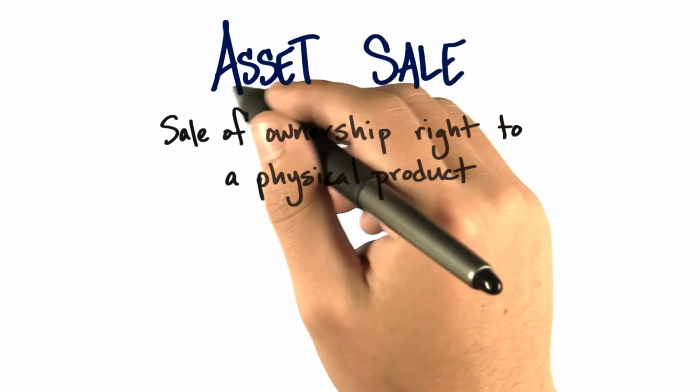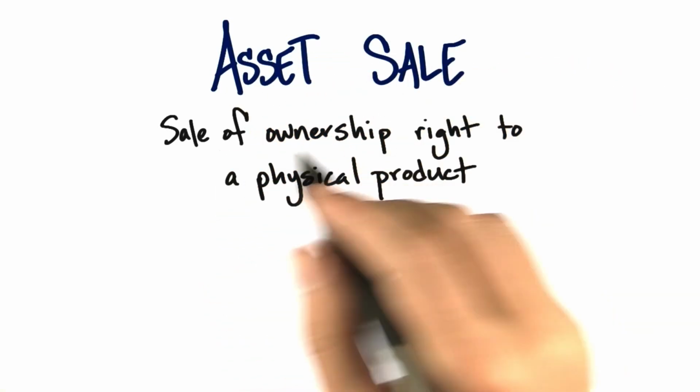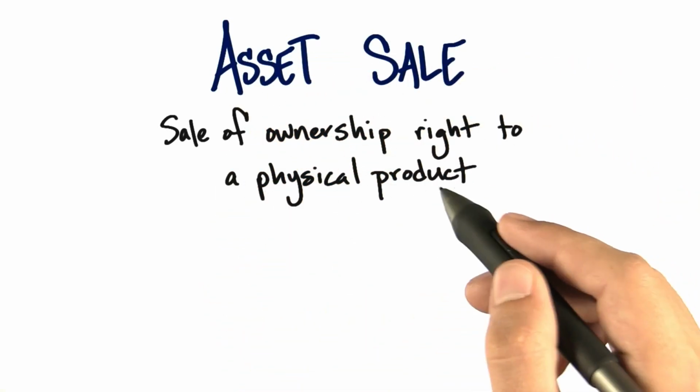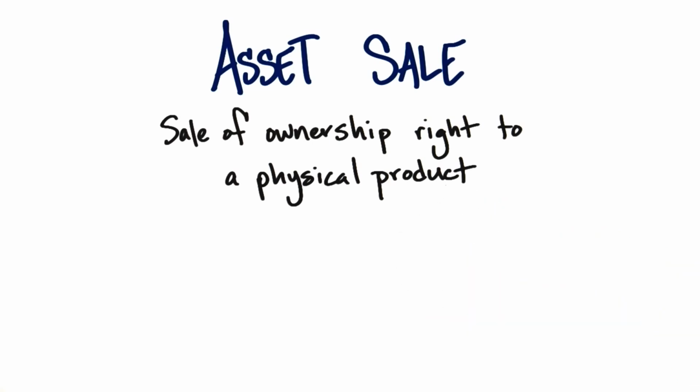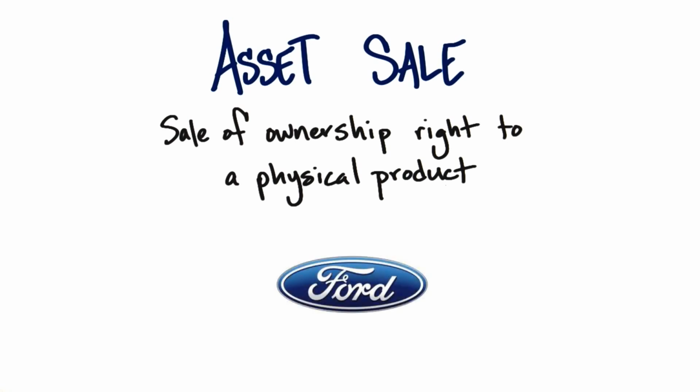Another type of sale is an actual asset sale, direct sale. This is sale of ownership of the right to a physical product. And in a physical channel, some best examples are buying cars, Ford or General Motors or Nissan, or going into a Walmart, buying products in their massive stores, or going to your local hardware store and buying some thermometers.